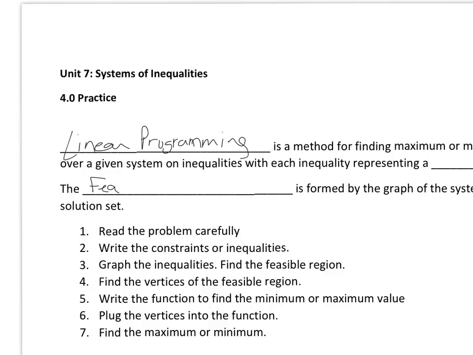The feasible region is formed by the graph of the system and the vertices of the solution set. I just realized I forgot one of these blanks. Linear programming is a method for finding maximum or minimum values of a function over a given system of inequalities, with each inequality representing a constraint, which we've already talked about.